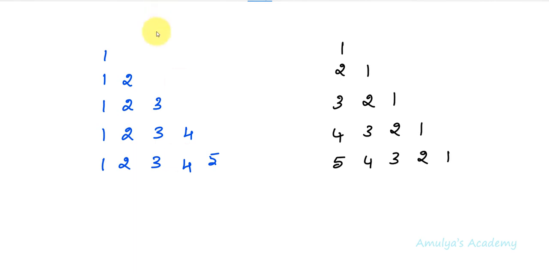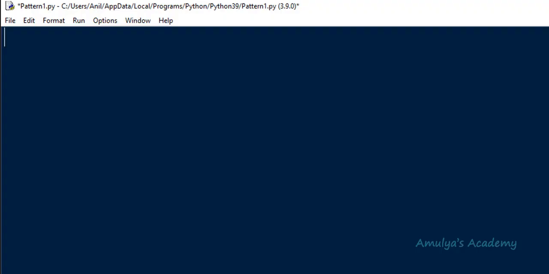The first pattern of today's tutorial is this. We want to print numbers in a right triangle shape. In the first row we want 1, and in the second row we want 1 and 2. In the third row we want 1, 2, 3, in the fourth row 1, 2, 3, 4, and in the fifth row 1, 2, 3, 4, 5, like that. To print these patterns I'll use the nested for loop method. So without talking much, let's write the program.